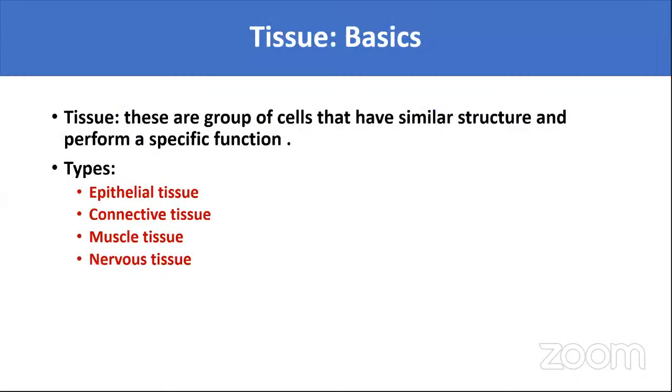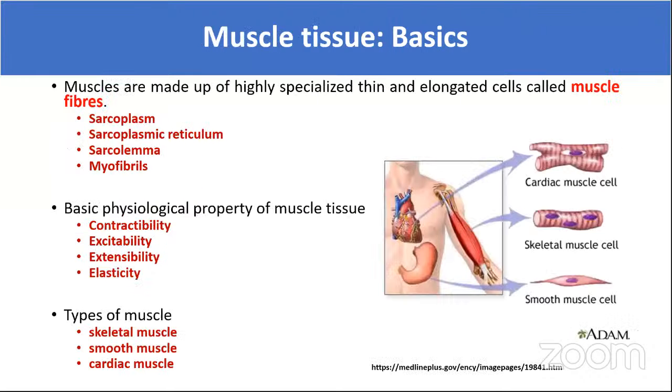So let's start with the very basics: tissue. What do you mean by the word tissue? So tissue, they are the group of cells that have similar structure and perform specific or similar function. There are different types of tissue, of which muscle is a tissue. Now let us see the basics of this muscle tissue.